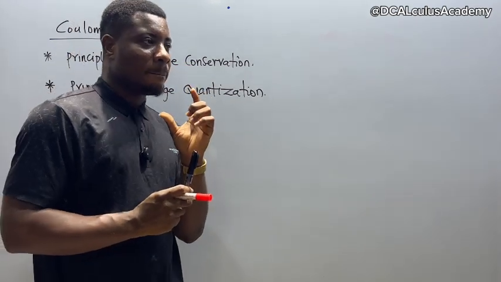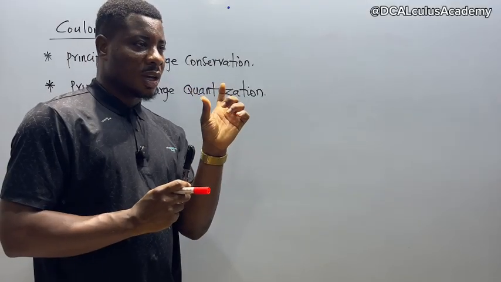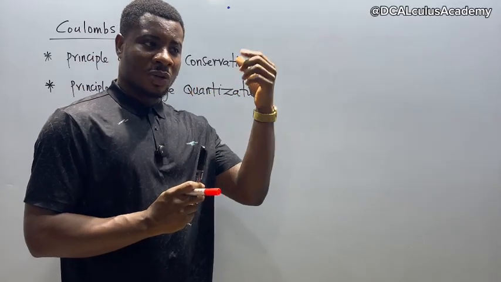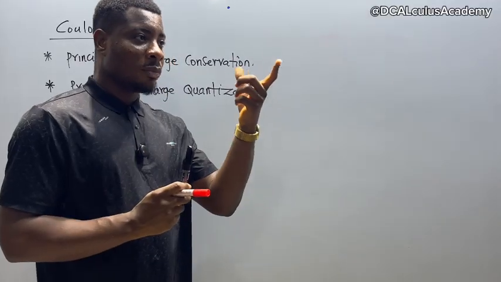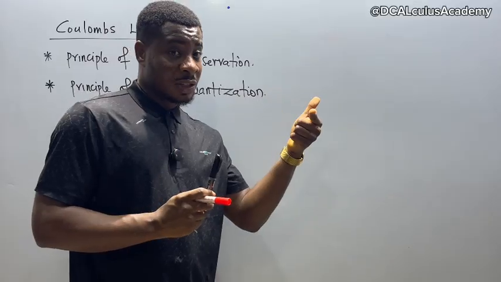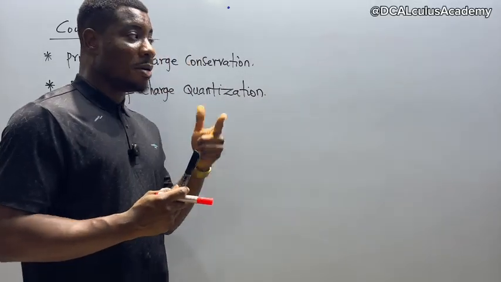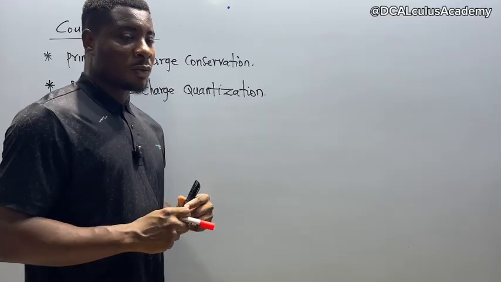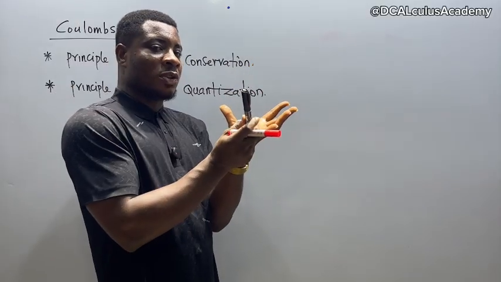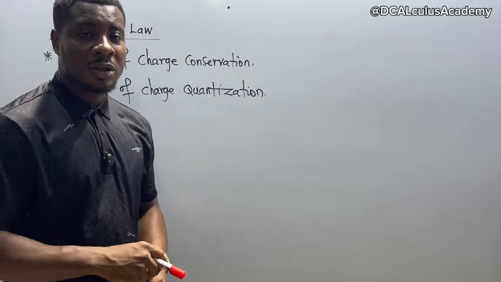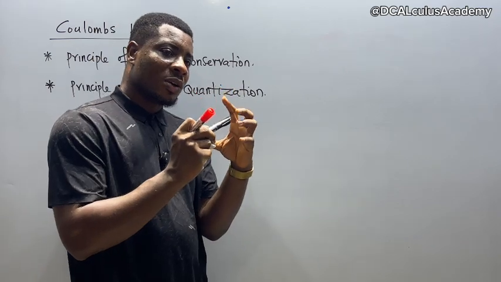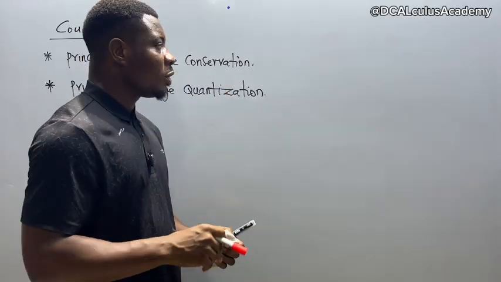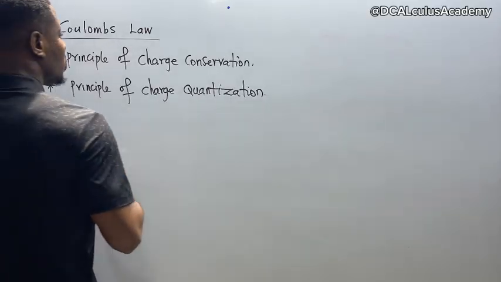It also implies that if I have a system of charge on two objects, when an object loses electrons to the other object, it becomes positively charged. The other one gains the same amount of electrons to become negatively charged. So if I find the sum total of the charge in a system, the result is zero. That is the principle of charge conservation.